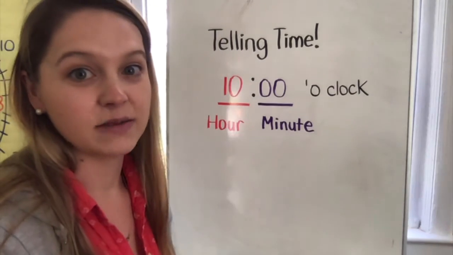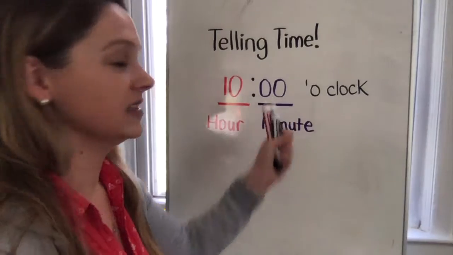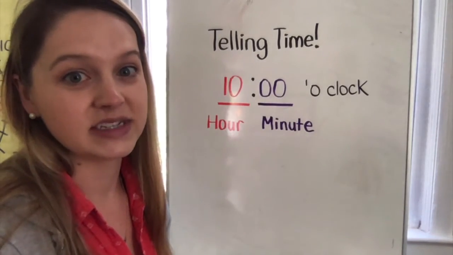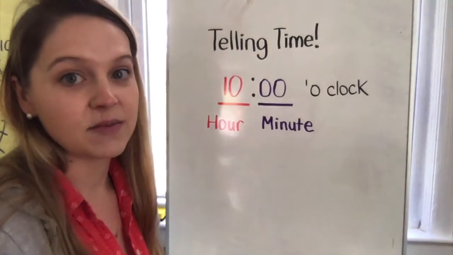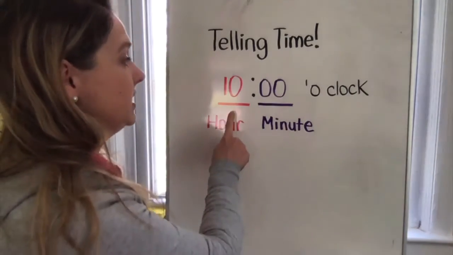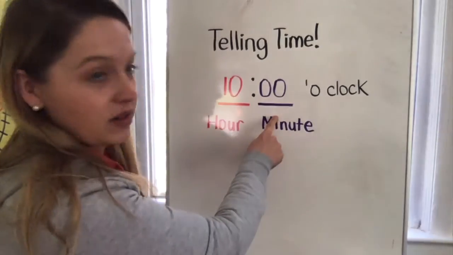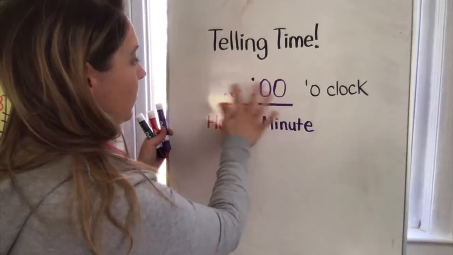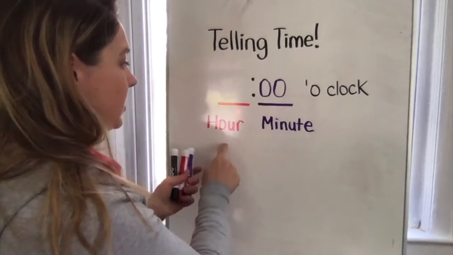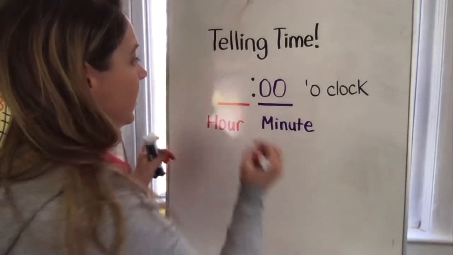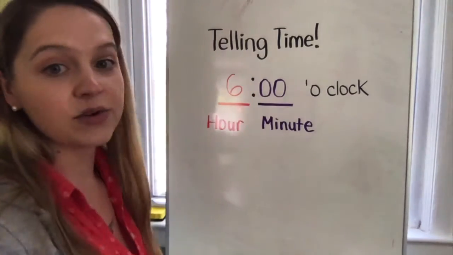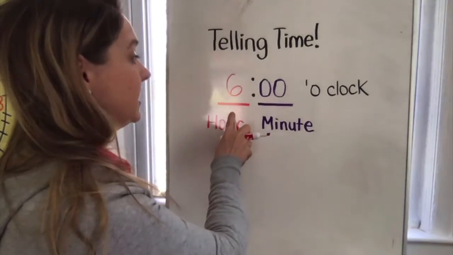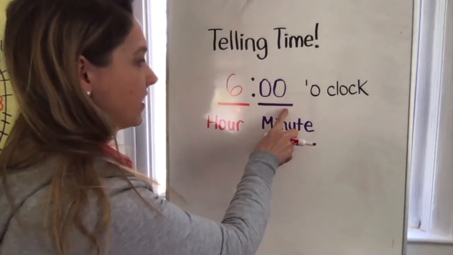Today, all of the times that we're going to practice are going to have 00 at the end, and they're going to say o'clock. If I wanted to read this time on the digital clock, this time would be 10 o'clock. Today, we're going to be switching just this first number, the hour number. If I wanted to read this time on the digital clock, I would read this time as 6 o'clock.